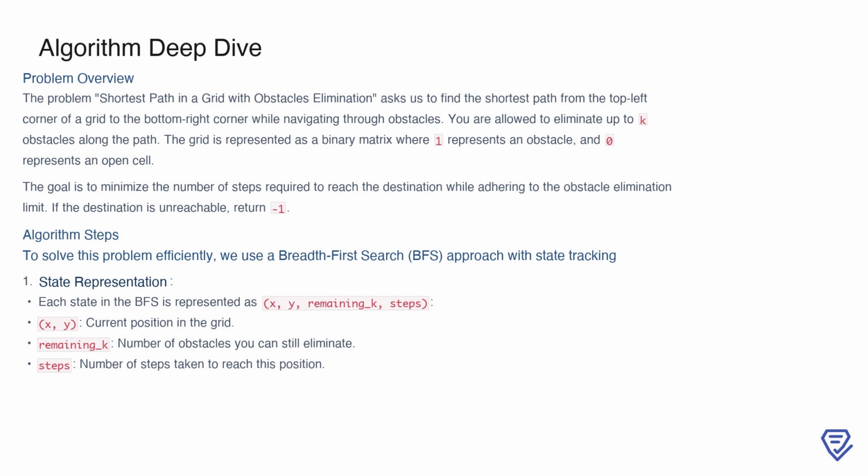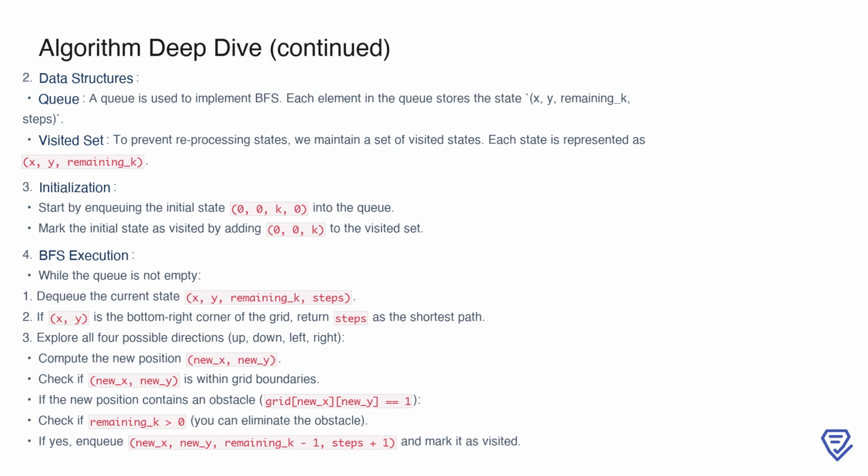To solve this problem efficiently, we employ a breadth-first search, or BFS, approach with state tracking. Here, each state is represented as a combination of 4 elements: the current position, x, y, the number of remaining obstacles we can eliminate, remaining_k, and the number of steps taken so far, steps. This state representation allows us to systematically explore the grid and keep track of both our position and our obstacle elimination capacity as we progress toward the goal. To implement the BFS algorithm, we rely on 2 critical data structures.